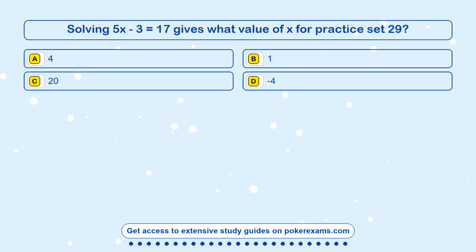Question 9. Solving 5x - 3 equals 17 gives what value of x for practice set 29? Option A: 4. Option B: 1. Option C: 20. Option D: -4.